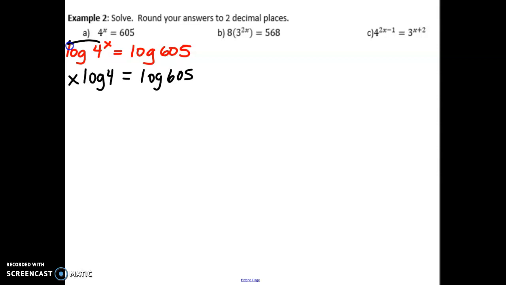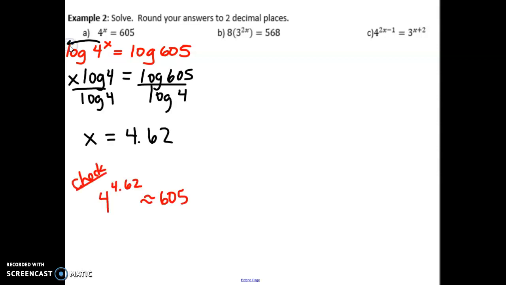How do I get the x by itself? Divide out the log 4, right? Divide out the log 4, and you guys, your calculators can do this. You should get x is 4.62, and when you check it, it does work to give approximately 605. Okay, so that was our part A. Let's look to part B. Part B is very similar, but there's an extra 8 out front.